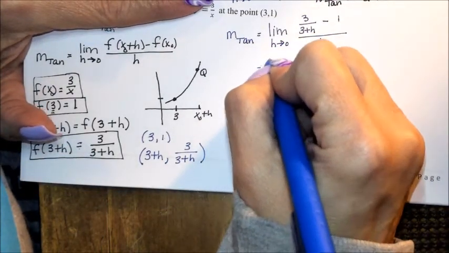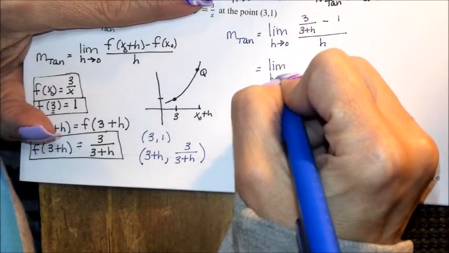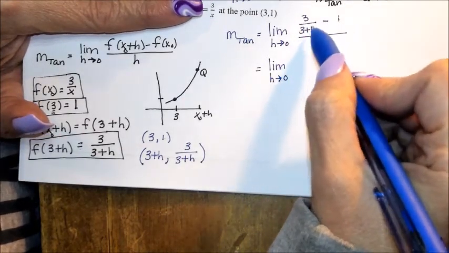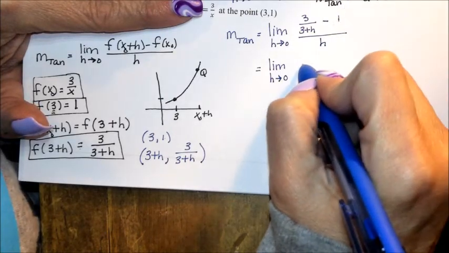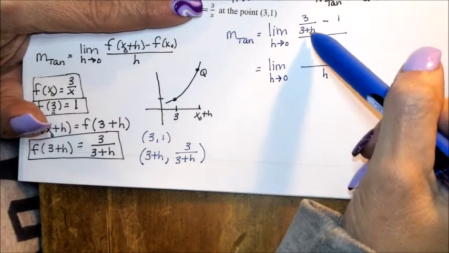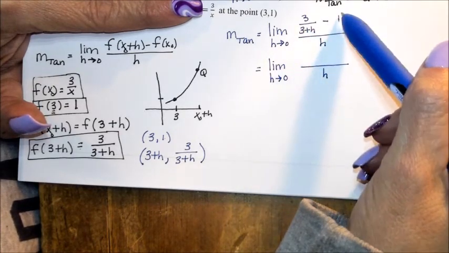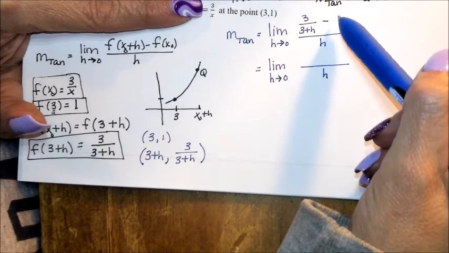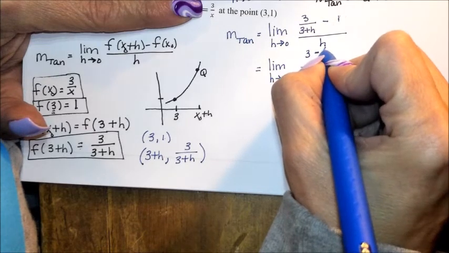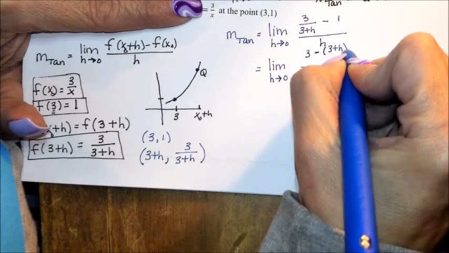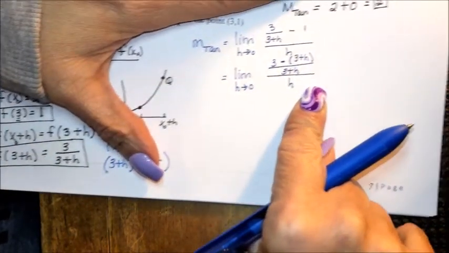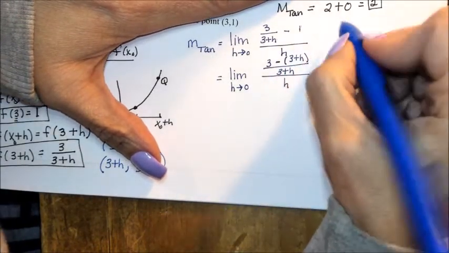So here we go. The limit as h approaches 0. Whew, how am I going to solve this? Well, in order to put these together, I have to have a common denominator. So if you remember, this is 1, so I can put 3 plus h over 3 plus h. So I'm going to do 3 minus parentheses 3 plus h over 3 plus h. Now, let me just kind of on a side note show you what I did here, because that was a lot of math right there.